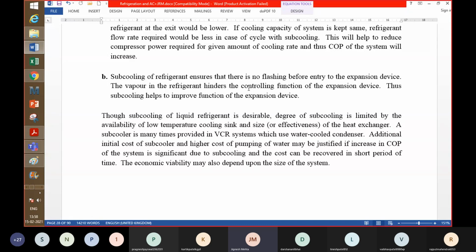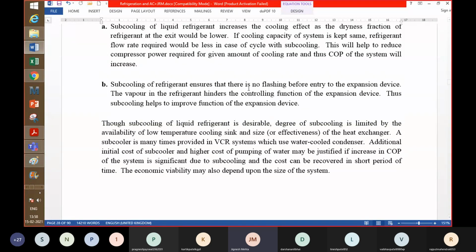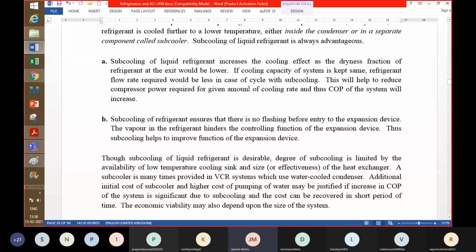So whatever subcooling you can achieve is always desirable, right? But of course there is a limit to that, you can never go below the temperature of the cooling media, so that sets a limit, and then you may have to make some extra investment, like if you oversize the condenser, there is an extra cost, or you may use a separate component called subcooler, that is also additional investment, and again it may increase the running cost, as we will see later.